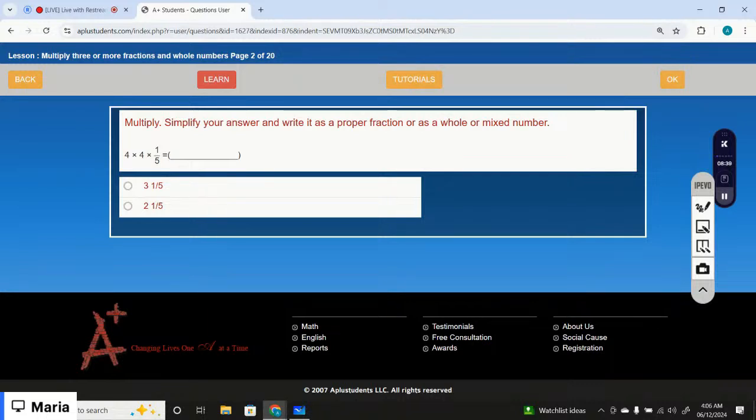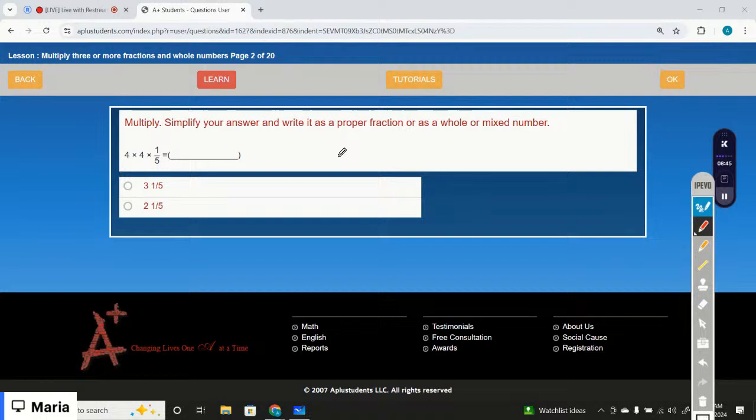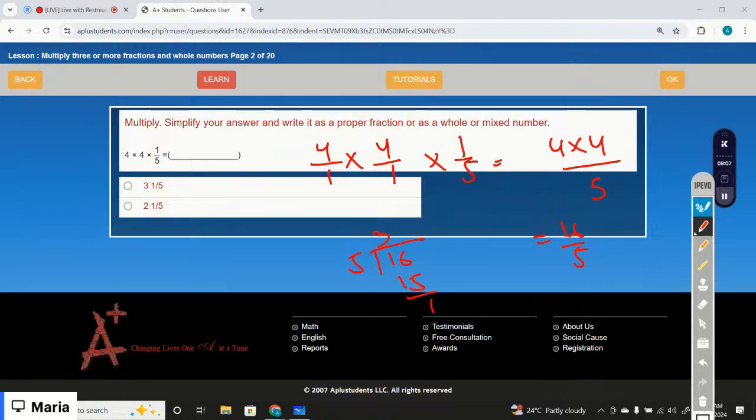You have to multiply all the numerators divided by all the denominators. So you have to do 4 over 1 times 4 over 1, because they don't have any denominator, so their denominator is 1. You have to do 4 times 4 divided by 5, that is 16 over 5. And when you divide, 5 times 3 is 15, you have 3 whole 1 over 5. The correct option is 3 whole 1 by 5. Option number 1 is the correct option.